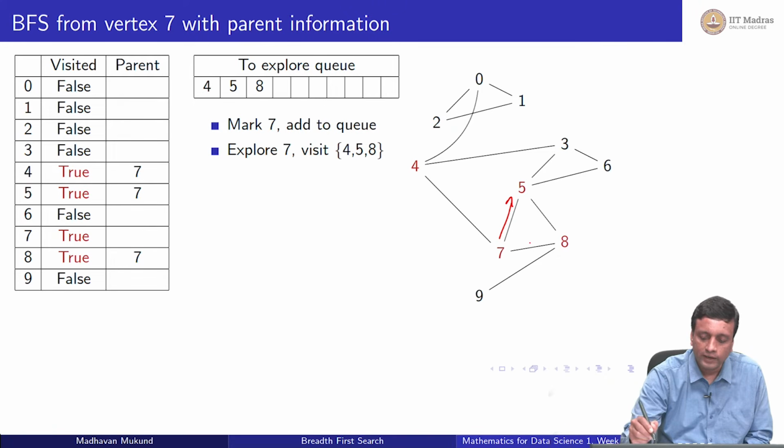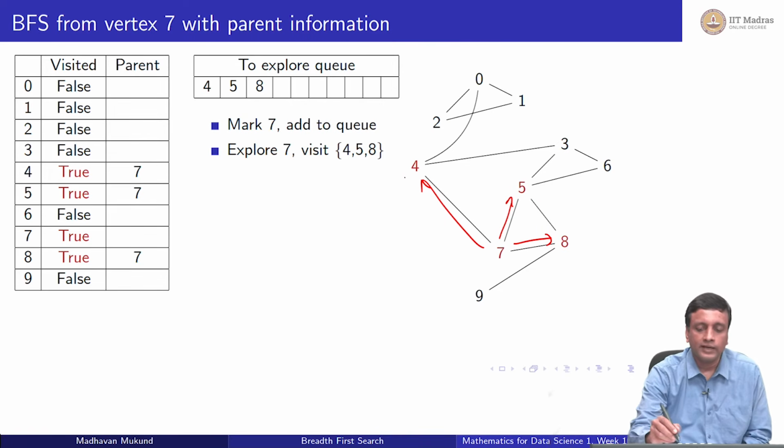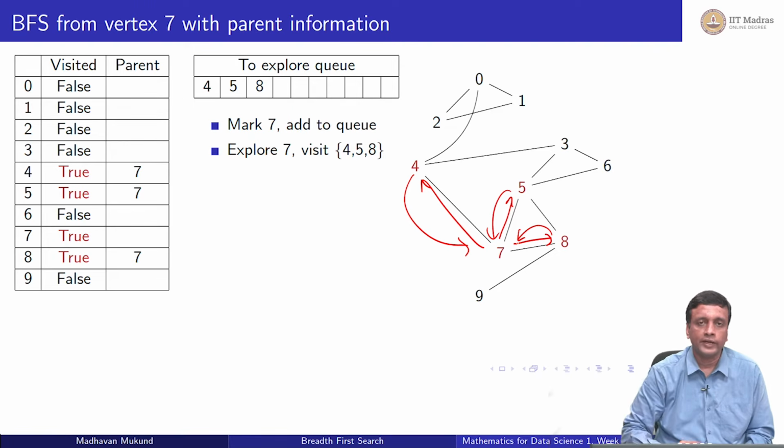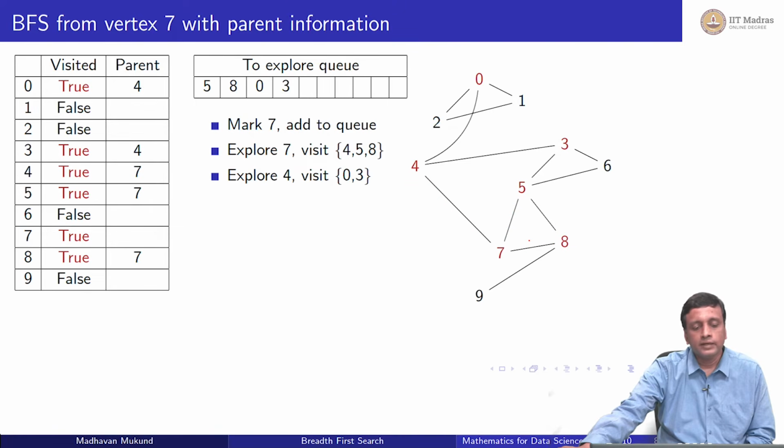Okay, so let me draw an arrow like this. So it says that I came from here. That's what this parent is saying, that I came this way. Right? So whichever way you want to think of the arrow as going, it's pointing to the vertex which marked it. Now when I process the 4, similarly, it's going to mark 0 and 3. And for 0 and 3, now the parent becomes 4 because that's how they got marked. 0 and 3 did not get marked by 7, they got marked by 4.